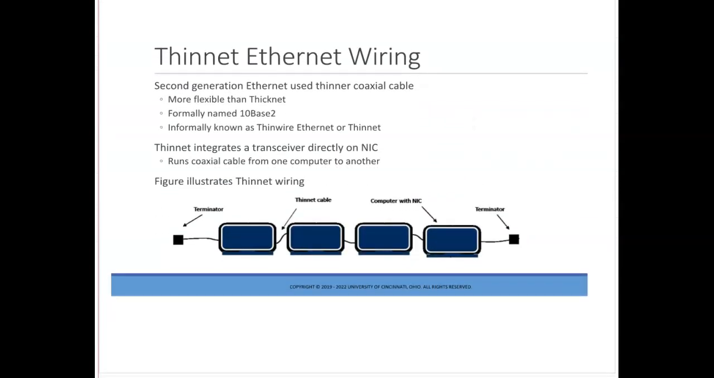A second generation of Ethernet used a thinner coaxial cable that was more flexible than thicknet. It was formally named 10Base2, meaning that the data rate was 10 megabits per second and the maximum cable length was 200 meters. It is informally known as thin wire Ethernet or ThinNet. ThinNet integrates a transceiver directly on the NIC and runs coaxial cable from one computer to another. The figure illustrates ThinNet wiring.